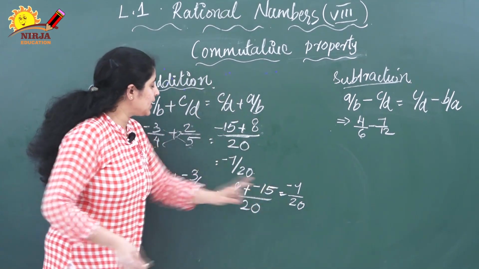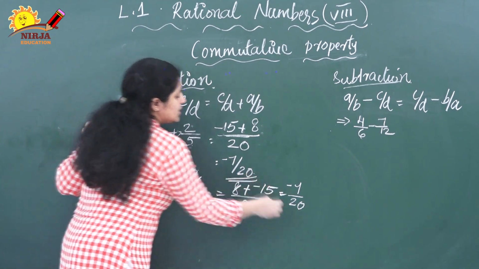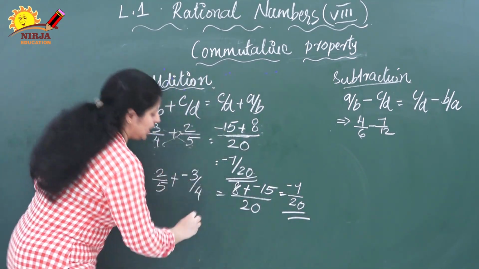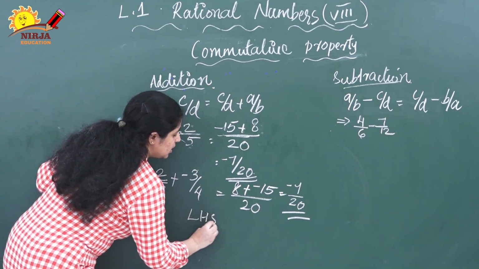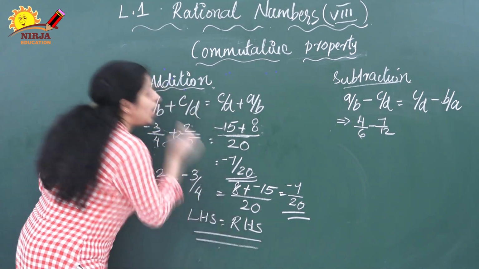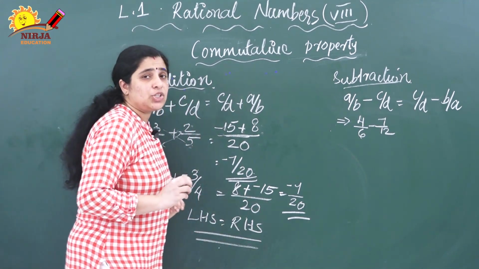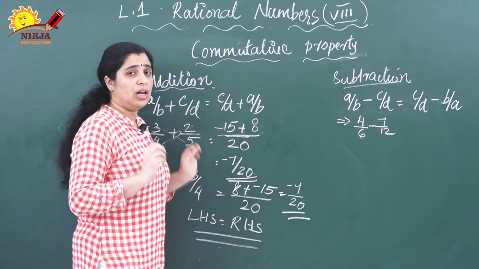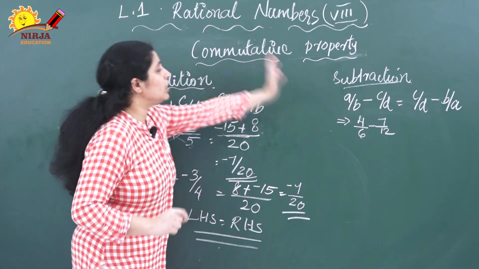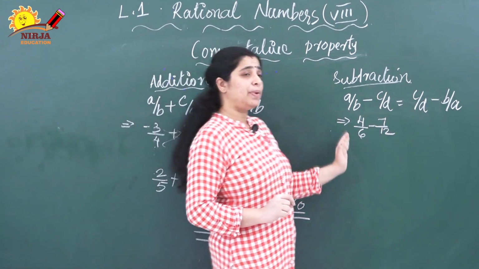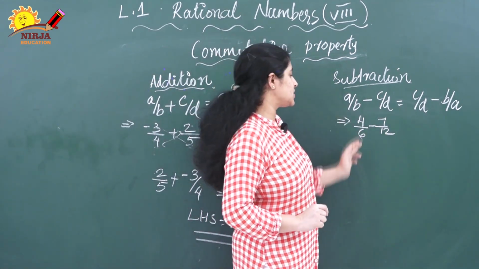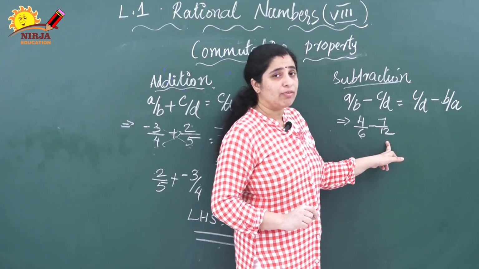So in both cases you are getting the same answer, that is minus 7/20. That is, LHS is equal to RHS. So addition is commutative in the case of rational numbers. Addition is commutative. Now we will go to the next one, that is subtraction. Whether subtraction is commutative or not, we will discuss. The same method you have to follow.